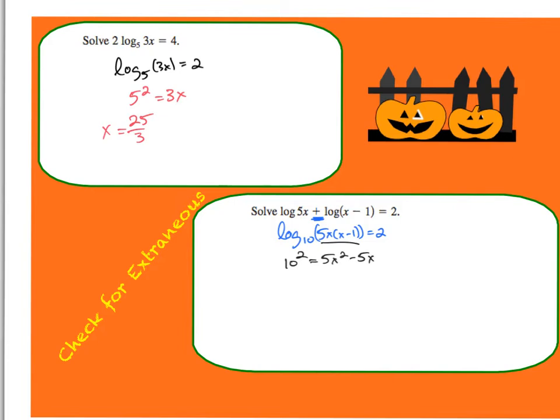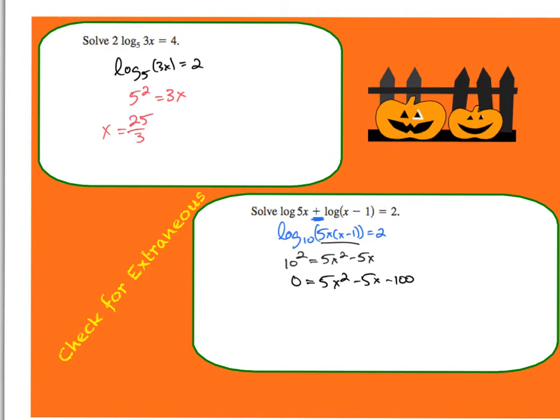Now, what would I suggest you do right here? I would subtract 100, so then I can get it set equal to 0. So now I end up having 0 is equal to 5x squared minus 5x minus 100.